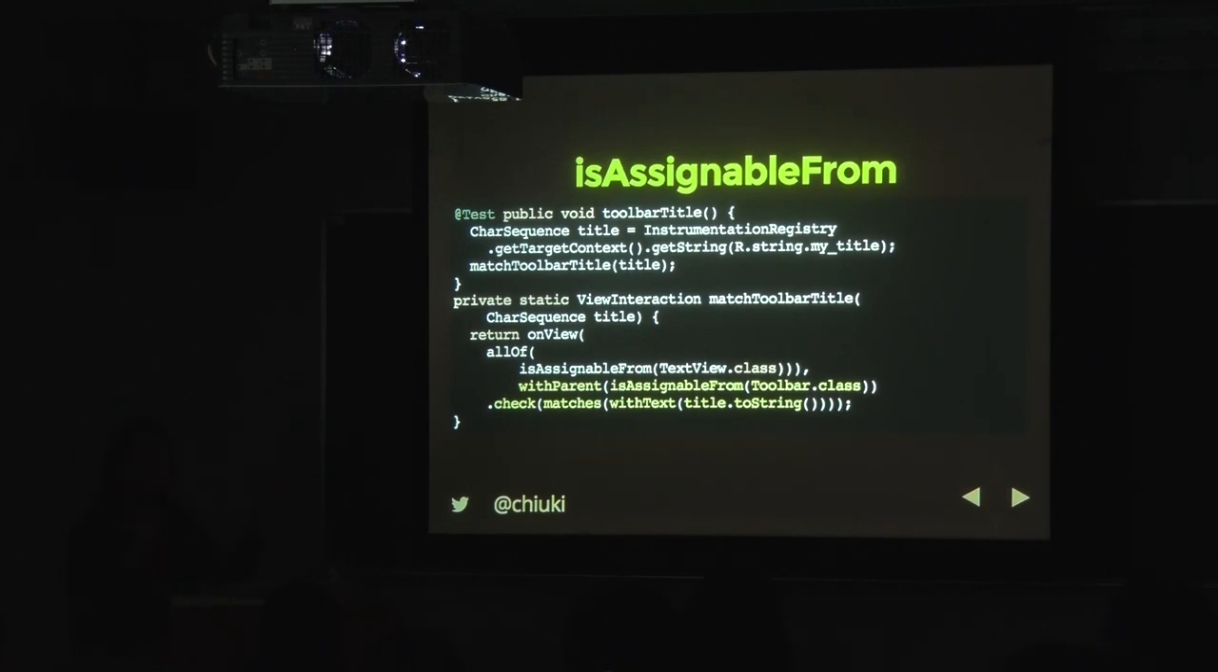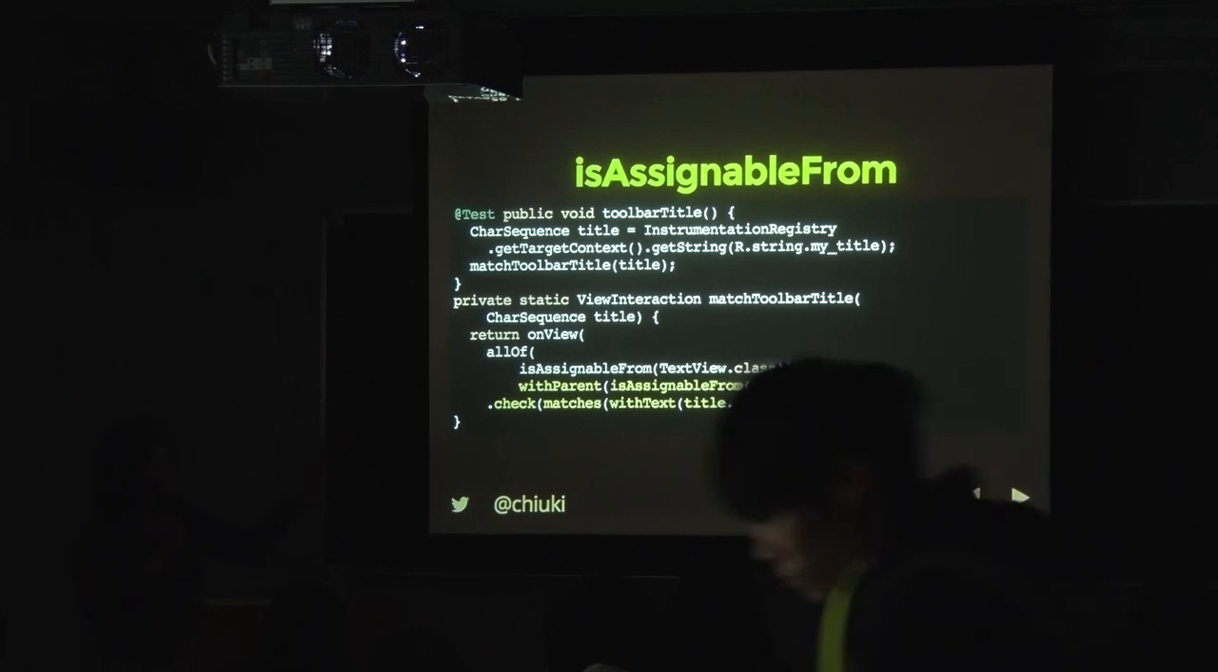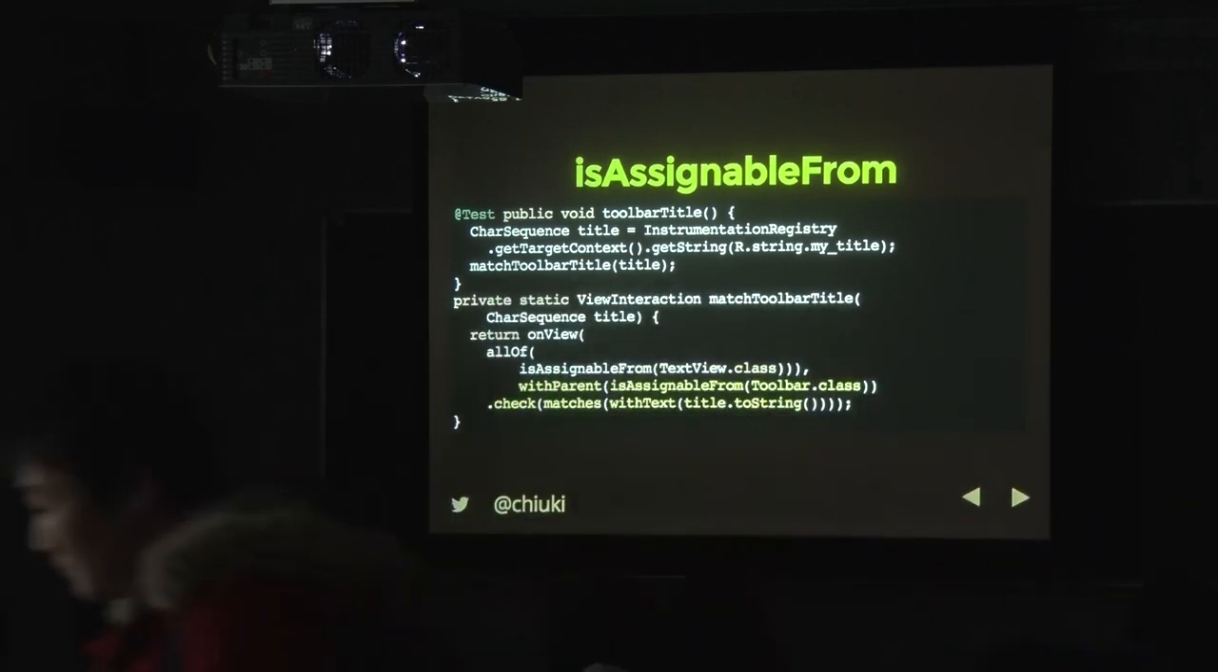And this is the matcher that I was telling you about, the Hamcrest matcher, that is allOf. So we want two conditions. One is that the view that I am looking for is a text view, which is what the isAssignableFrom means. The second condition is that I want it to be a child of toolbar. So the way I do that is that I'm saying that the view I'm looking for withParent and then isAssignableFrom the Toolbar class. Once I have located this view, then I can go ahead and check that it has the text of the title that I'm interested in.